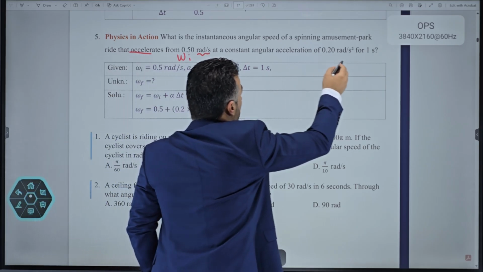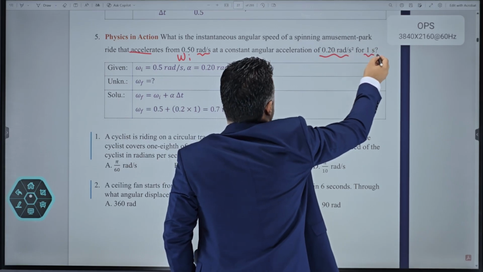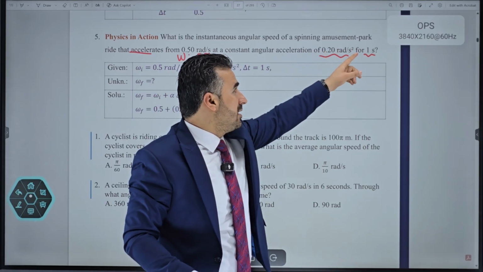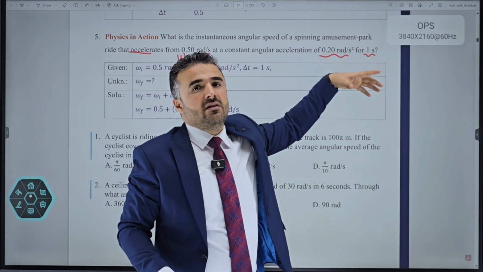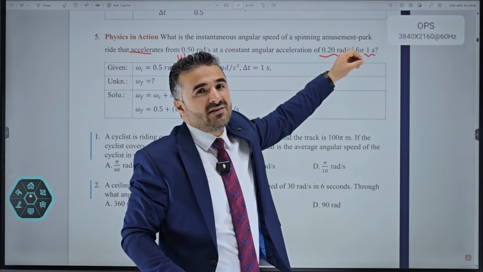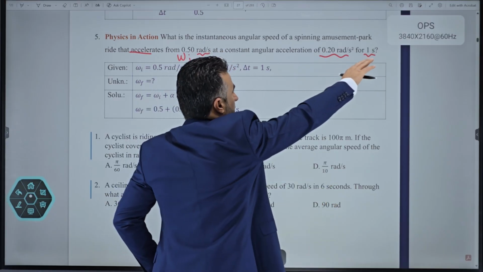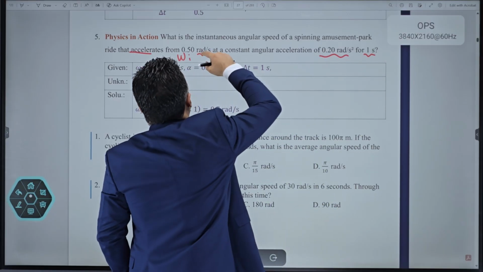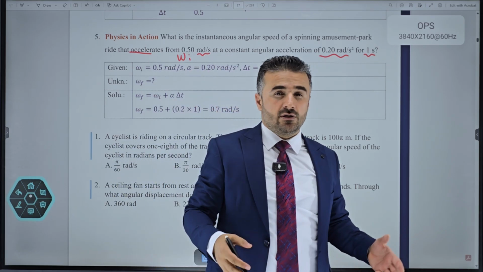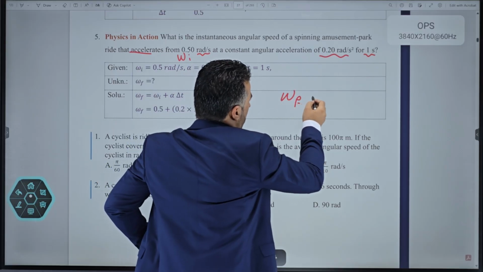At a constant angular acceleration, but look, this time we have angular acceleration for 1 second. So it starts with this. After accelerating with this much, after 1 second, what would be the velocity? What is the instantaneous, let's say, angular velocity at that moment after this takes place? So clearly they're asking for omega final. Once again, we have initial, we have acceleration, delta t, omega final is unknown. So which equation are you going to use? The first equation, because angular displacement is neither given nor required.